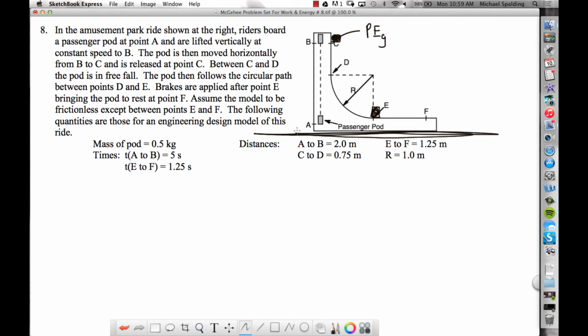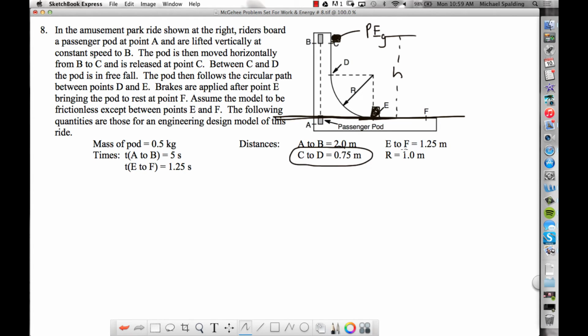Where should the 0 point be? At the lowest point in the problem, which is right here. Right? That's the lowest point in the problem. Now, we got to figure out what h is. What's that total h? Well, we have to add two distances, C to D, and then the radius, because the radius is that right there. Everybody see that? C to D, and then the radius. So this is going to be 1.75 meters.